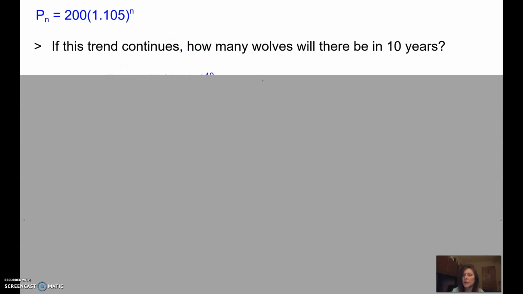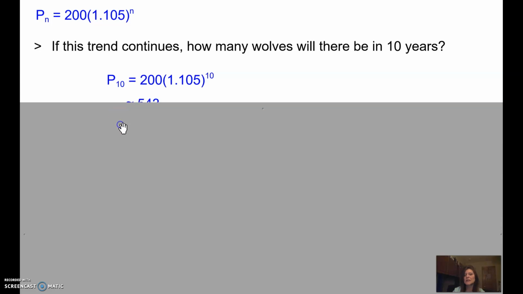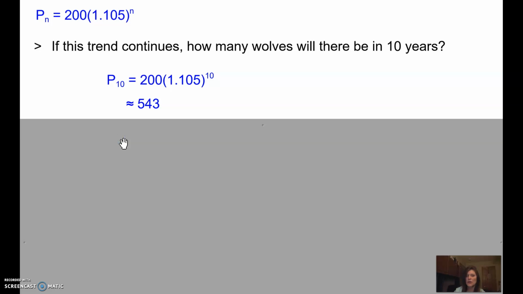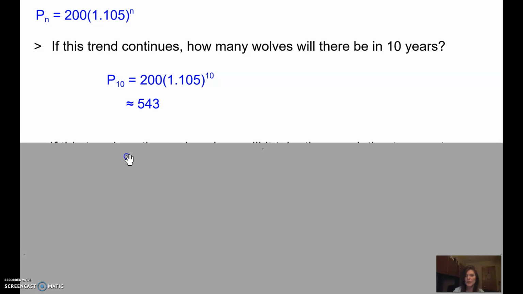All right, let's make it a little bit more complicated. So here's our general explicit formula for this problem. And then it says, if the trend continues, how many wolves will there be in 10 years? So they're asking for the population, the P, and they're telling me what place in the sequence it is. It's 10 years out. So really this just means plug in a 10 for the n. And I'm going to use my calculator to do that. 200 times 1.105 raised to the 10th is approximately 543 wolves. Okay, that's a pretty straightforward one.